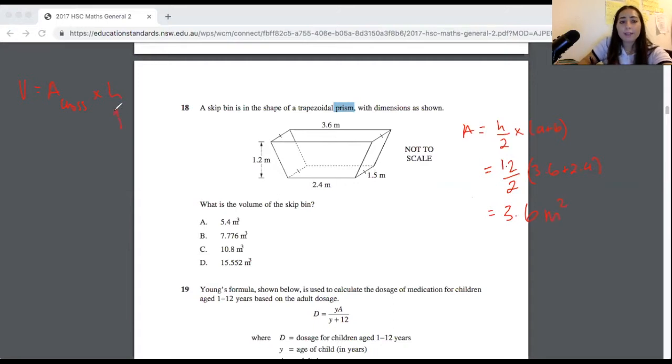And then the height. So what's the height of the shape? We know the height is the distance between the two cross-sectional faces. So if we assign this to be our front and this to be our back, then the distance between the front and the back is 1.5. So that becomes our H in our formula. Therefore the volume of this trapezoidal prism is the area of the cross-sectional face, which we got as 3.6, times the distance between the front and the back, which is 1.5, which gives us 5.4 meters cubed. So that also leaves us with option A.